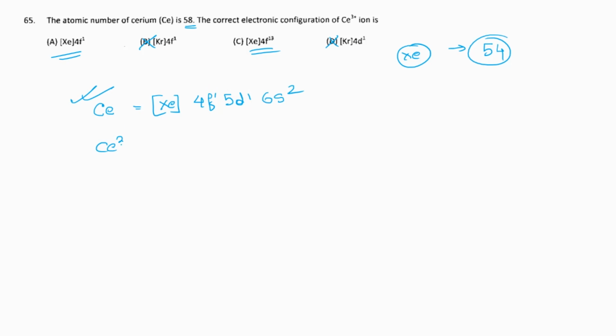So now if I just do Ce3+, it gives me Xe. Now 3 electrons will be removed. I am left with 4f1. So from here to here, one is removed. So I am left with Ce3+ is Xe 4f1. Okay.